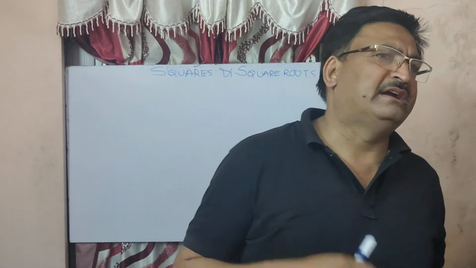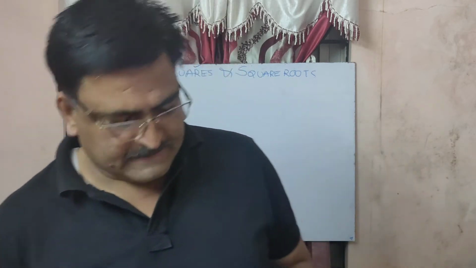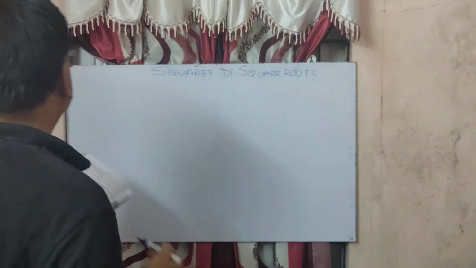First of all, you have to find the prime factors of the given number. After that, you have to do the pairing of the numbers. If any number is not paired, then what do you have to do? You have to divide the number by that single number, and that will be a perfect square. Okay. Now let us do the 6th example.